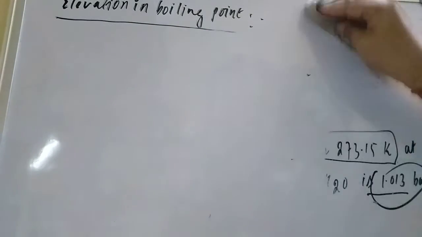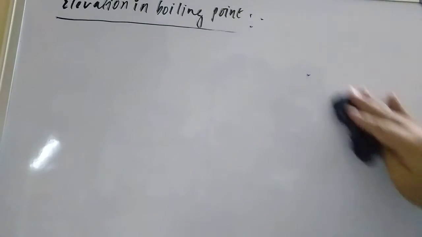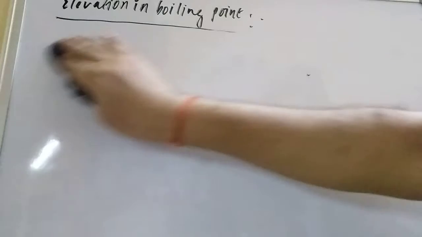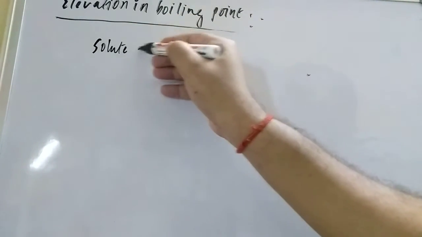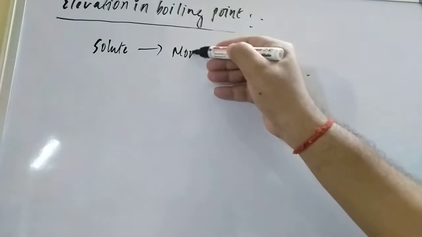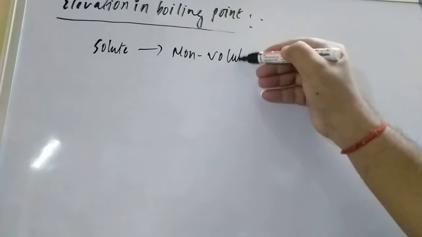Okay, let us go and derive the relation for the elevation in boiling point. This is a very easy derivation that anyone can understand. In colligative properties, students, what we are going to consider here is that the solute is non-volatile.